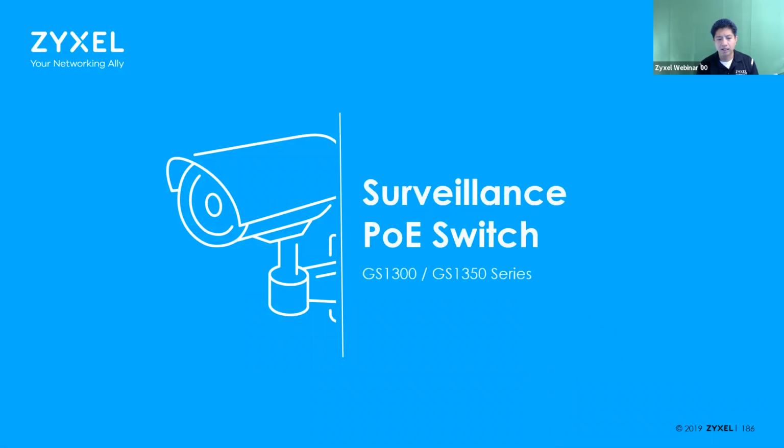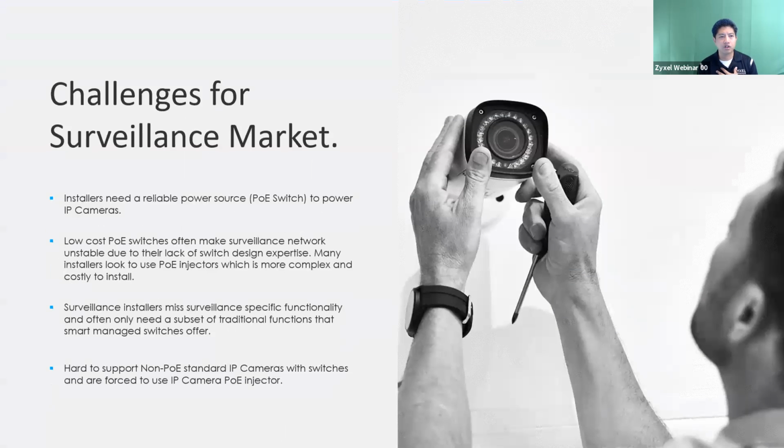All right, so lastly is our IP surveillance switch. We have a product line, our GS1300 series, that's made for surveillance, places where you need a reliable power source for a camera. These are the challenges you have when installing video cameras or IP cameras. You need a low-cost switch that has enough power to do that, but can still handle network complexities.